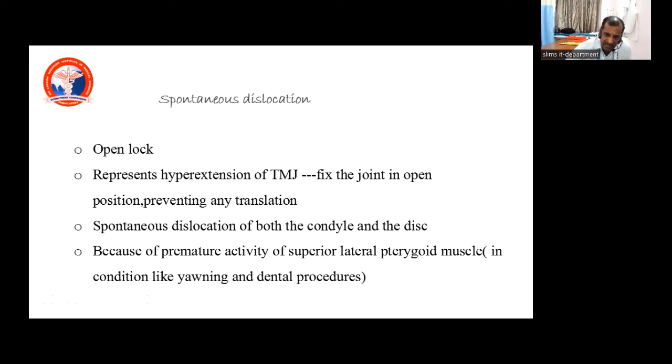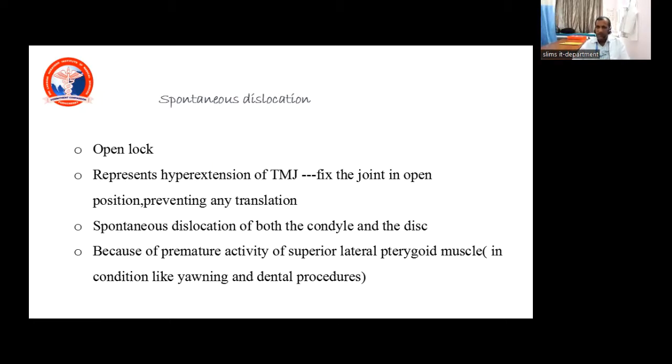And another one is the spontaneous dislocation. Very often, the patient will elicit the open lock, and that represents the hyperextension of the temporomandibular joint in the open position, preventing any translation. The other thing is the spontaneous dislocation of both the condyle and the disc, and can be due to hyperactivity of your lateral pterygoid muscles.